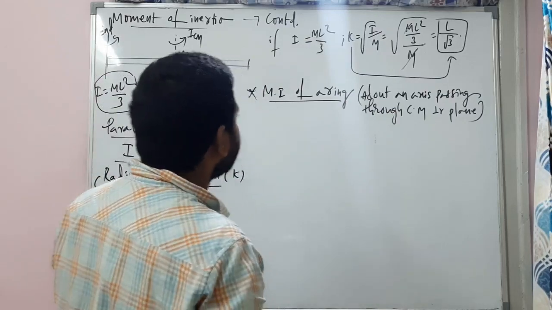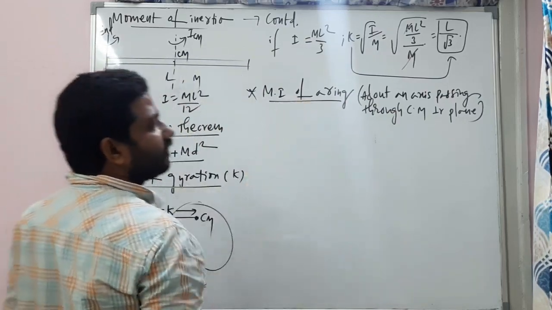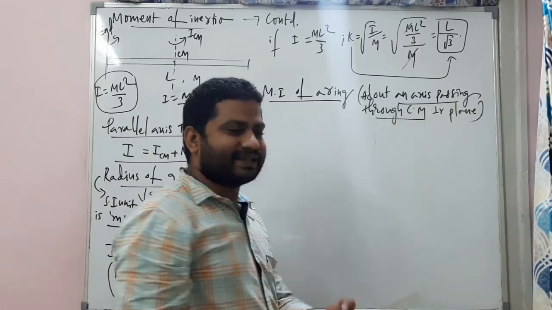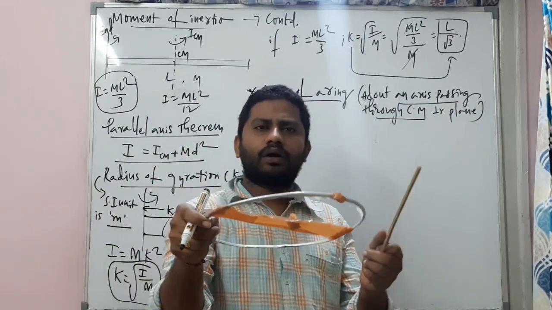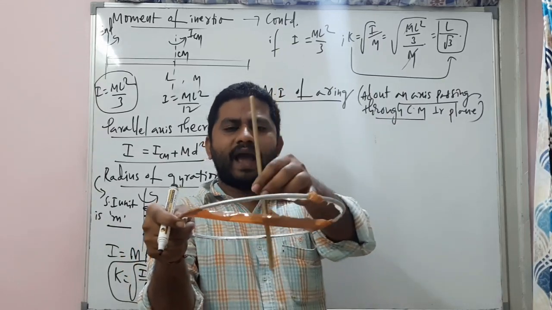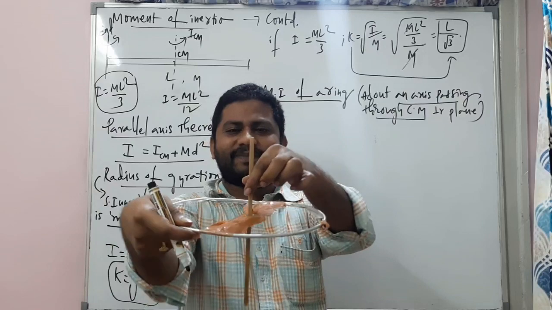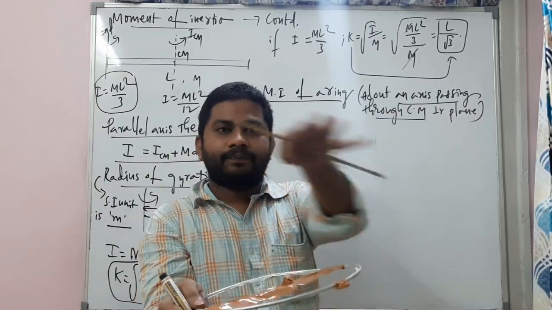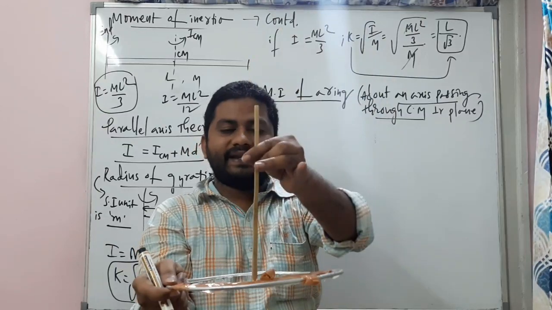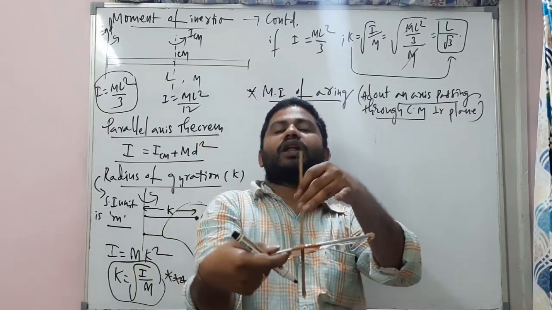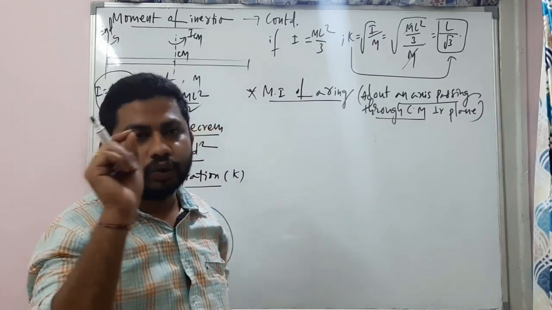So let's move on. See, moment of inertia of the ring about an axis passing through the center of mass. Yes, center of mass of the ring. Center of mass of the ring. Yes, this is the center of mass. Now my axis of rotation is passing through center of mass, perpendicular to the plane, isn't it? This is the ring plane. Perpendicular to the plane. Look. Understand? About this axis of rotation, what is the moment of inertia?